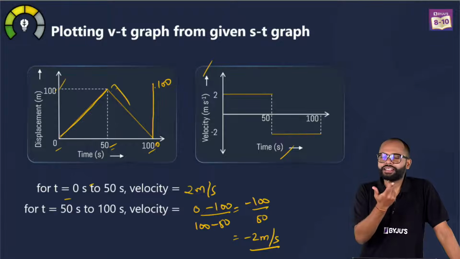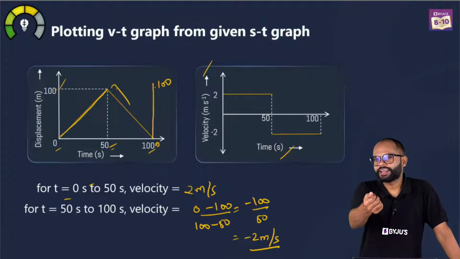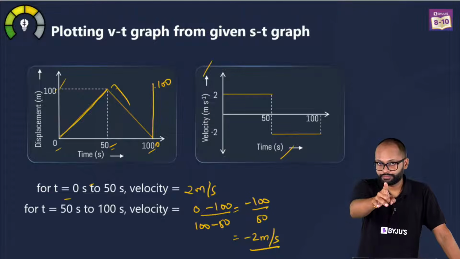U minus V by T, it came from what? V equals U plus AT, right? So, V minus U upon T. It is acceleration, right?